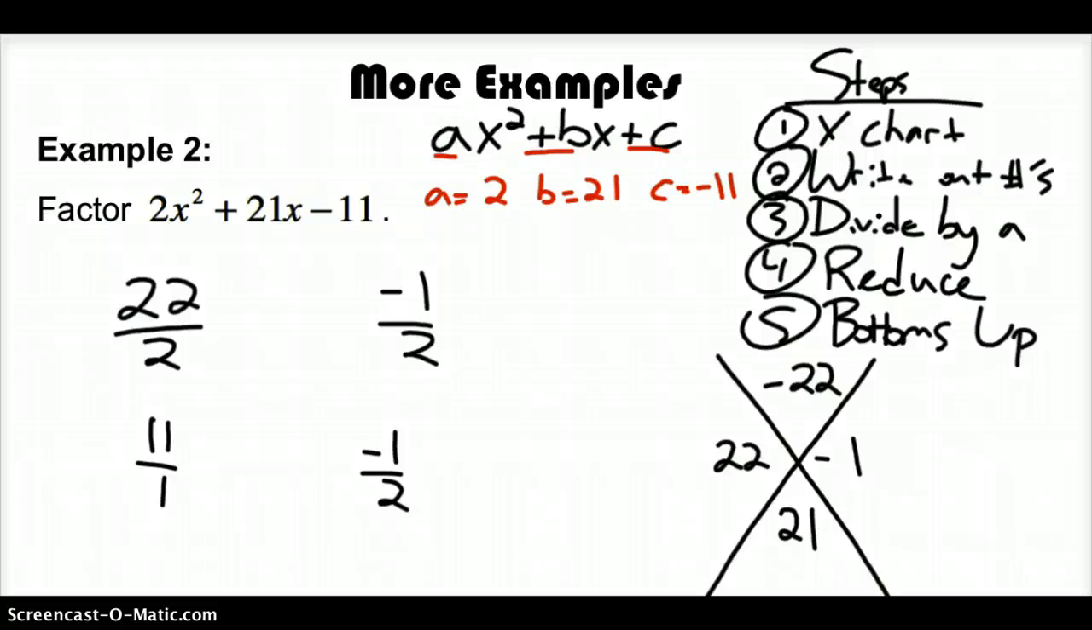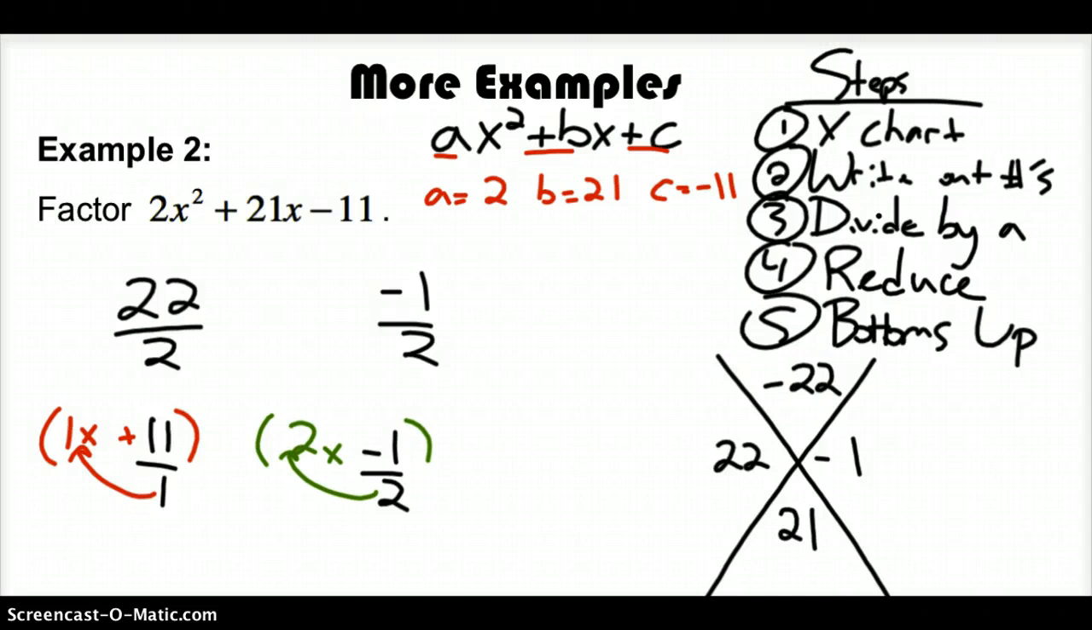So again, here is my factor. Okay, I'll bring this up, and this is going to be 1x plus 11. Okay, in this next example, I'll bring this up here, and this is going to become 2x minus 1. Okay, and so I'll go ahead and write this out now. My answer is going to be x plus 11 and 2x minus 1. Okay, again, that's my answer.